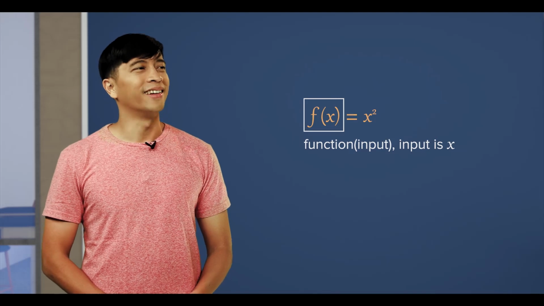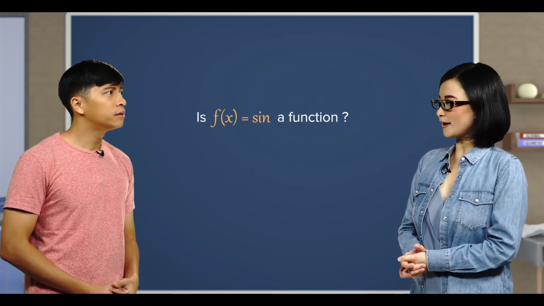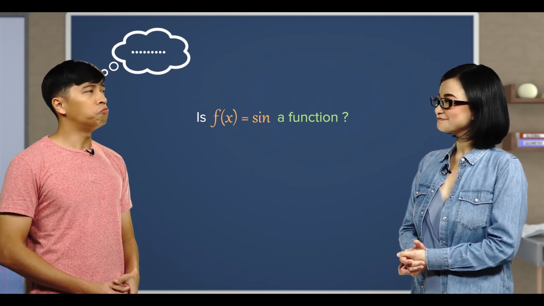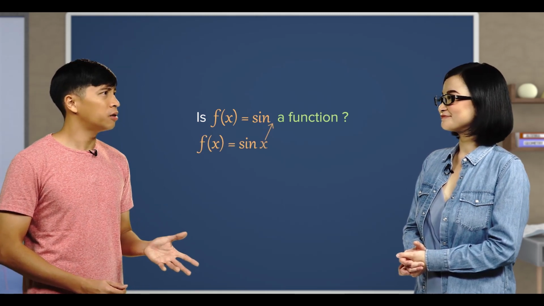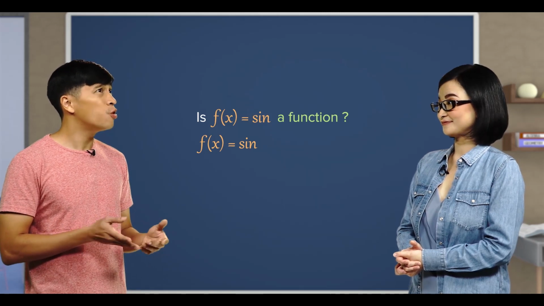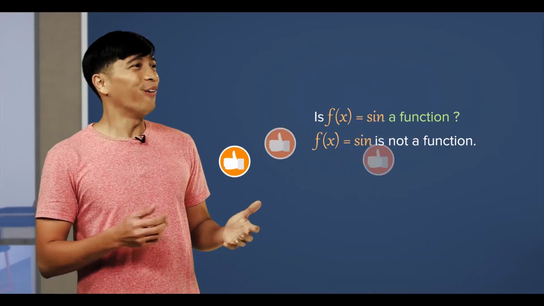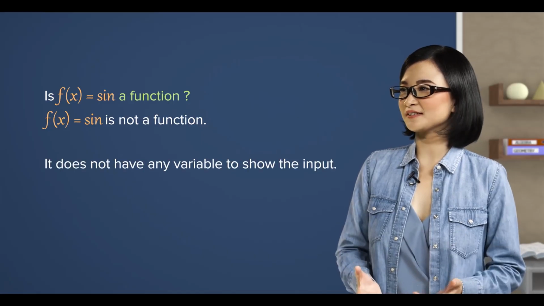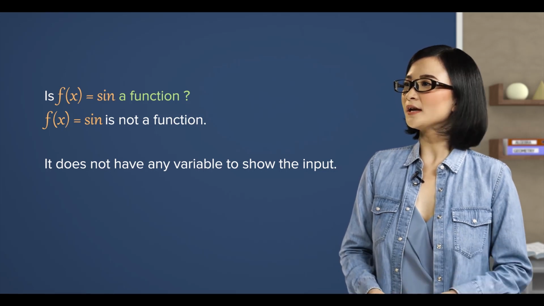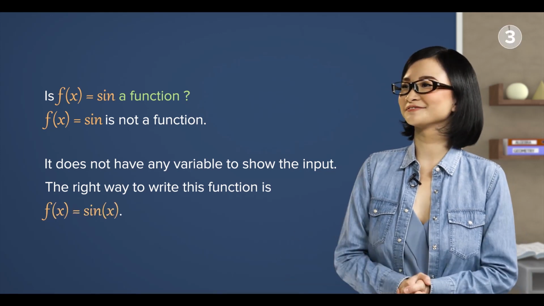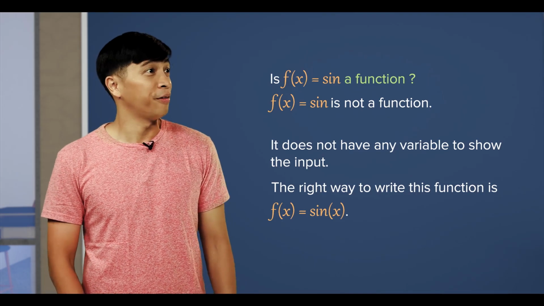I think I understand. If you understand, see if you can answer this question. Is f of x equals sine a function? I don't see the variable x on the right side of the equation, so probably it's not a function? Excellent. It's not a function because it doesn't have any variable to show the input. The right way to write this function is f of x equals sine x. Well, guess I won't have any problem identifying function.